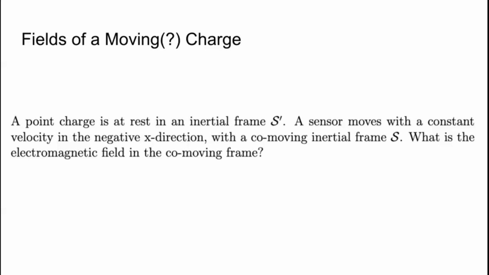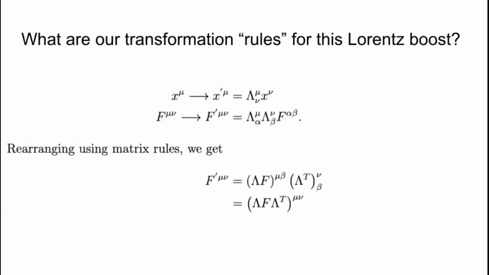And so we can see that we need to find the transformation rules for the Lorentz boost that we're performing, which is in the positive x direction. Because we're moving from the rest frame S prime to the co-moving frame of the sensor S, and since the sensor is moving in the negative x direction, we would be boosting in the positive x direction in order to go from S prime to S.